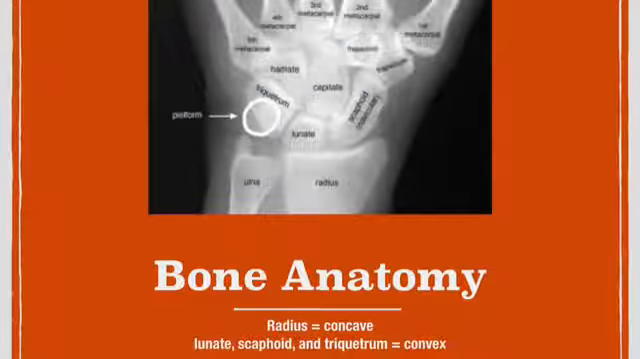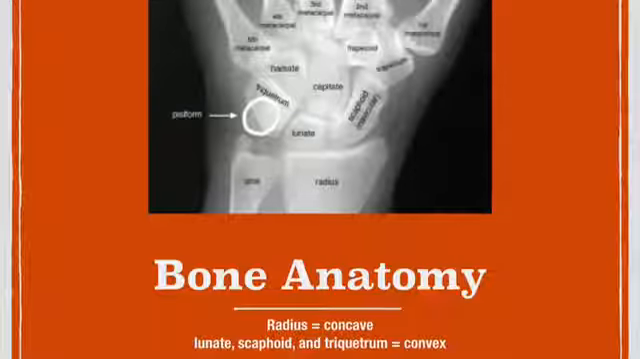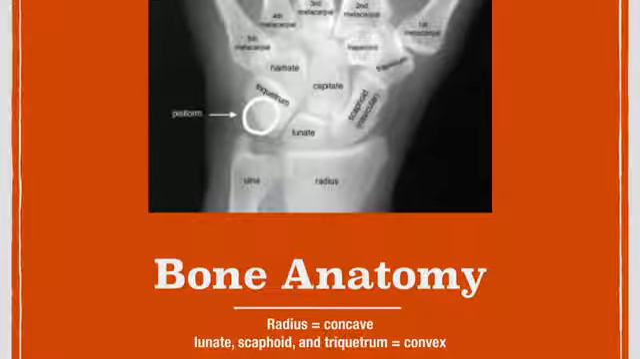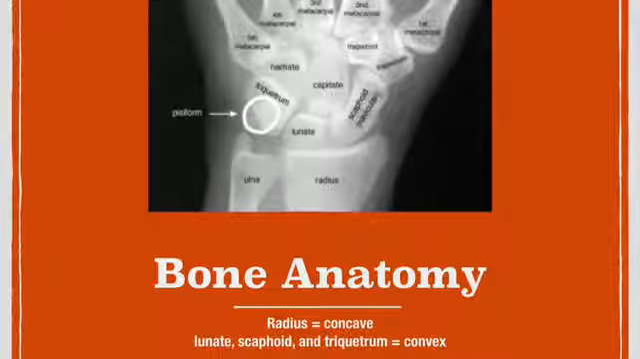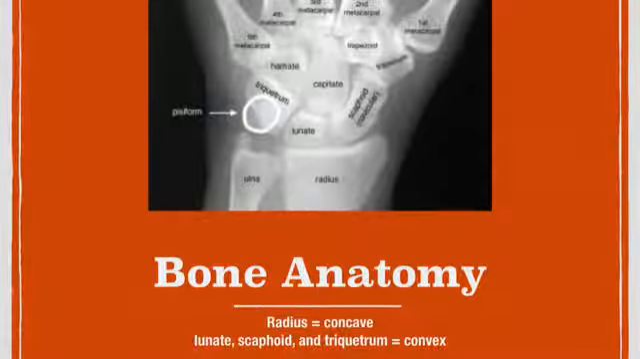As you can see here, the bony anatomy of the wrist consists of the radius as a concave surface, and then the triquetrum, lunate, and scaphoid all form a convex surface to produce the convex on concave motion in an open chain. And of course it would be the opposite in a closed chain motion.